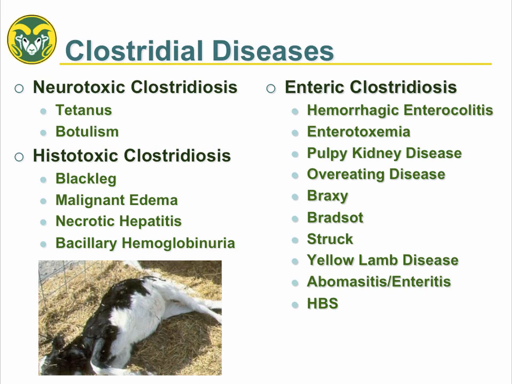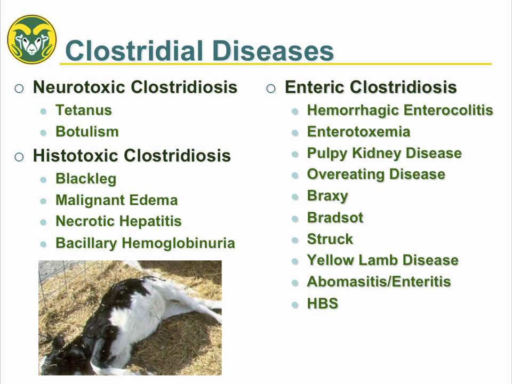All right, here we go. Neurotoxic clostridiosis, the two big ones, tetanus and botulism; we'll speak about those. Histotoxic clostridiosis: blackleg, malignant edema, necrotic hepatitis, and bacillary hemoglobinuria are the four that we'll spend some time on. And then all the enteric clostridiosis.